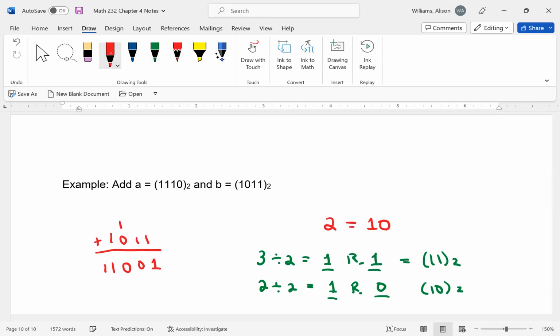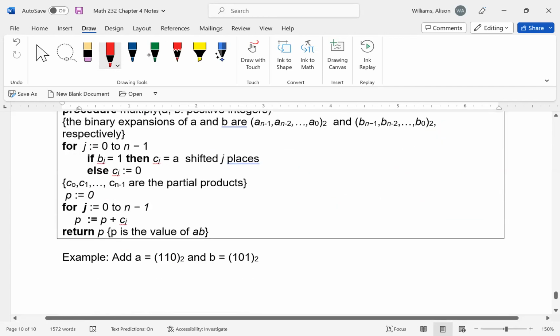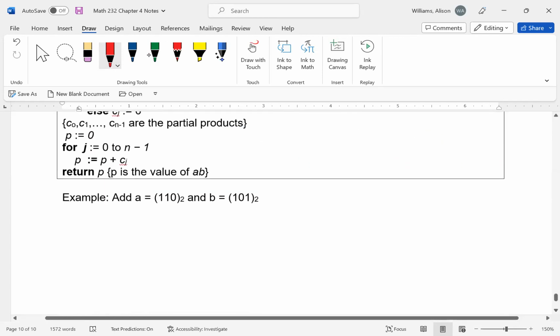1, 1, 1, 0. Okay, and when we added, we carried a 1 here and a 1 here. All right, there we go. Let's try multiplication. It's going to be pretty similar. We're going to use the same logic.